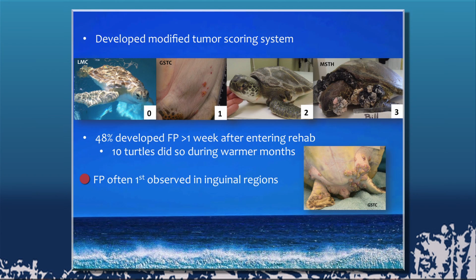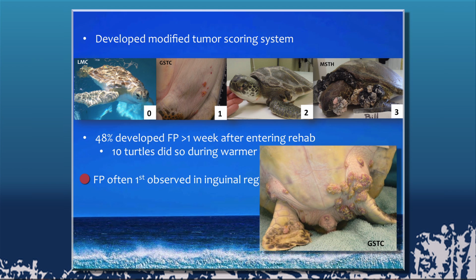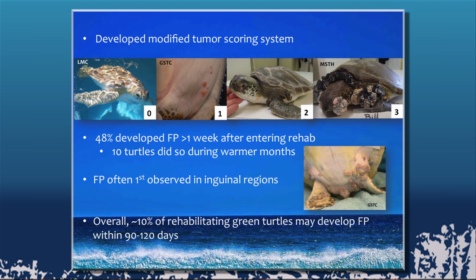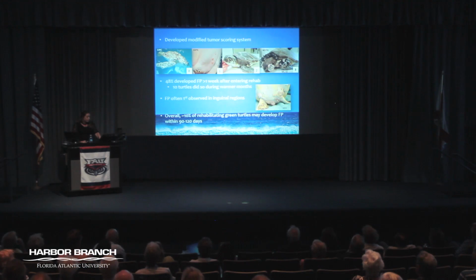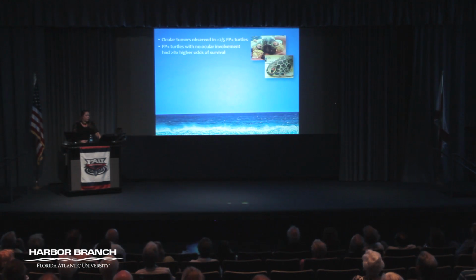FP tumors were most often first observed in the inguinal regions here, so we can advise rehabilitators to focus on these areas, looking for new lesions. And we came up with this estimation that overall about 10% of rehabilitating green turtles may develop FP within 90 to 120 days of rehab, which hadn't been described before.